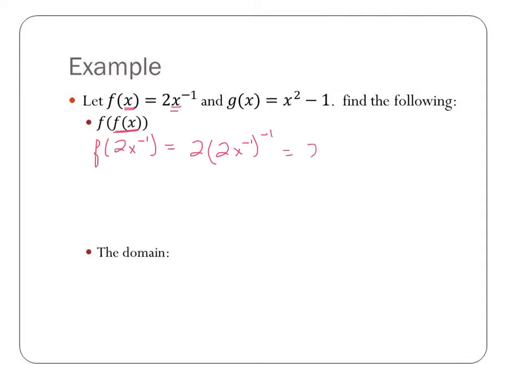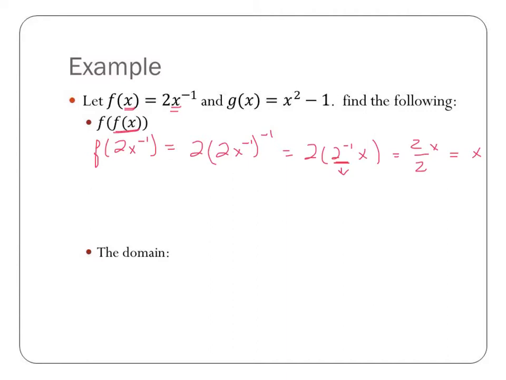which ironically is 2 times 2 to the negative first, x to the first. And so this 2 goes down, and we get 2 over 2 with the x on top, and we end up with just x. Okay, so now we have to look at the domain.